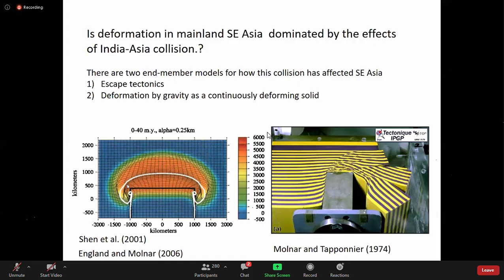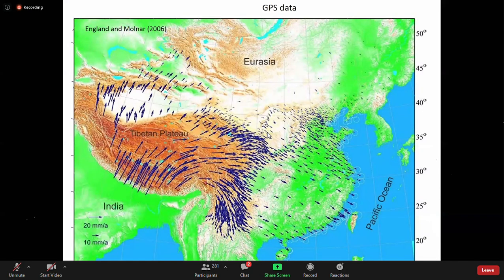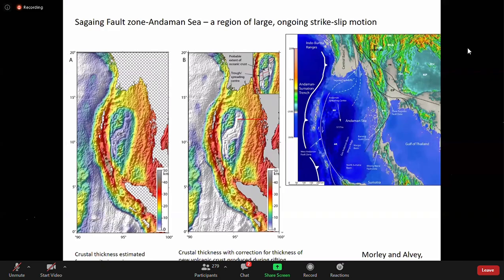And then there's the more continuum of a deforming solid model proposed by England and Molnar and Shen et al. And the continuum model is supported by the GPS data that shows generally gradual changes in modern velocities around Southeast Asia. But there are areas, particularly the Sagaing Fault, where we do see rapid displacement focused on a narrow fault zone.